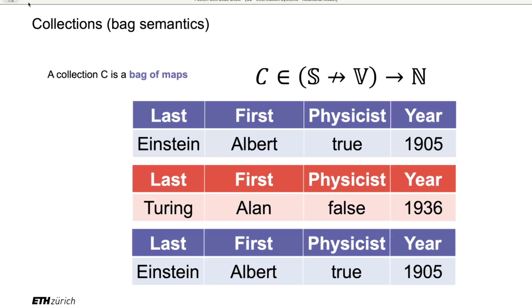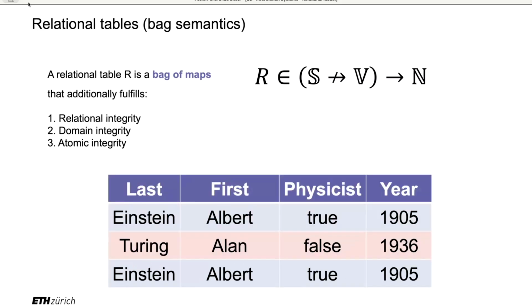That's a second taste. It's like vanilla, chocolate, and strawberry, right? So there's three different tastes. We have the set of maps taste. We have the bag of maps that allows repeats. So here I have twice the same map, and in that semantics, it's okay. That's a collection. How do I make it a table with bags of maps? Then again, same thing. I just say additionally, it fulfills my three criteria. Then I call it a relational table.